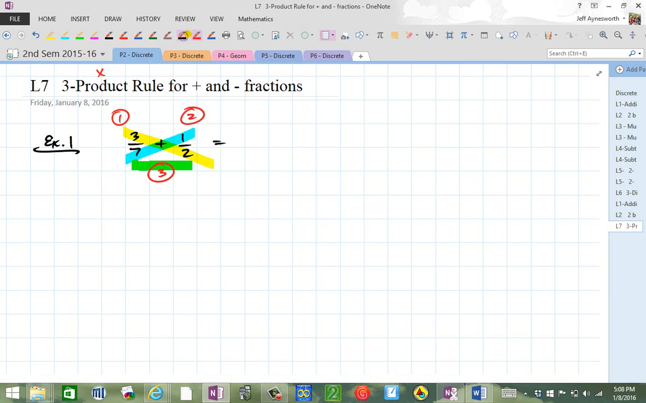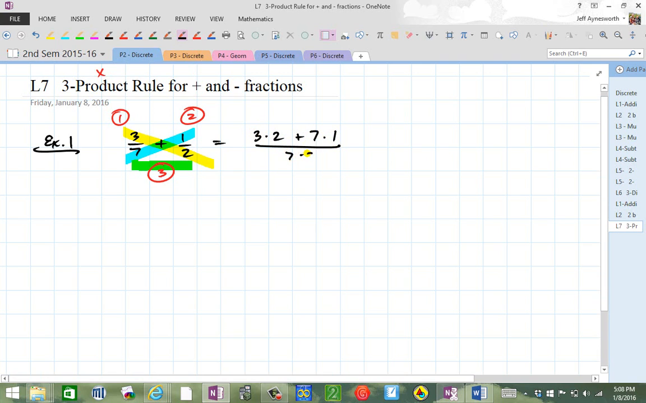You know that. All right, so what we get is 3 times 2 plus 7 times 1 divided by 7 times 2. Now, of course, when I do this myself, I don't write it like that. I write down the results. That's 6 plus 7 divided by 14. And 6 plus 7 is 13, so you get 13/14.